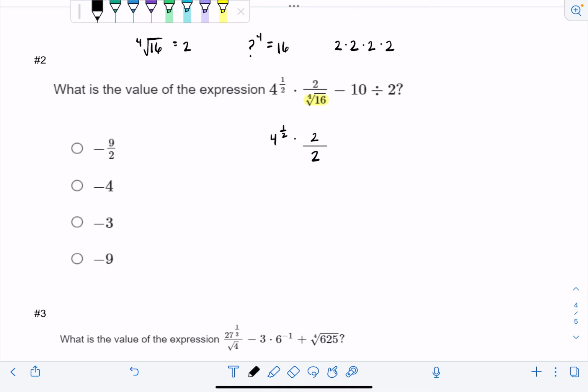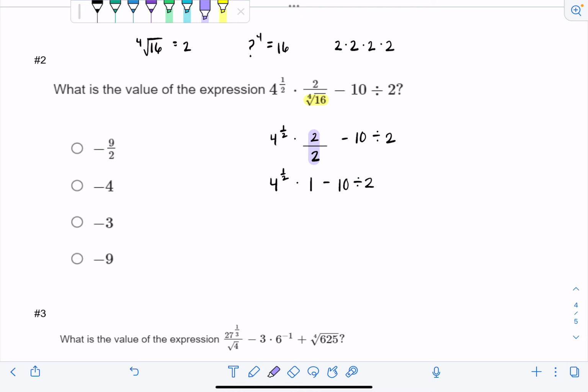Okay, so we're swapping out the 4th root of 16 for 2, because that's what it simplifies to, and then I'm going to bring down the rest of the problem, so minus 10 divided by 2. And then our next step that we can simplify is our grouping symbol, which is this 2 over 2, that's a fraction, so I can go ahead and simplify that. So 4 to the 1/2 times 2 over 2 is 1 minus 10 divided by 2. And then, excuse me, let me backtrack a little bit.